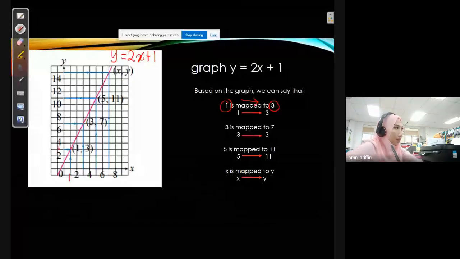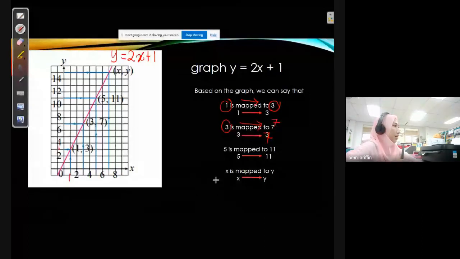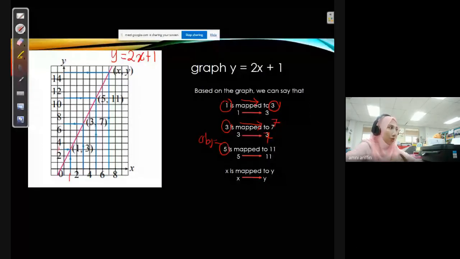Oh sorry, ini salah kan, error. Okay, 3 is mapped to 7. Meaning that object 3 will produce image 7. And then next we have 5 is mapped to 11. So 5 is an object, will produce image 11, and then so on, which is we have x. Object x is mapped to y, which is object, and then dia punya image is y.